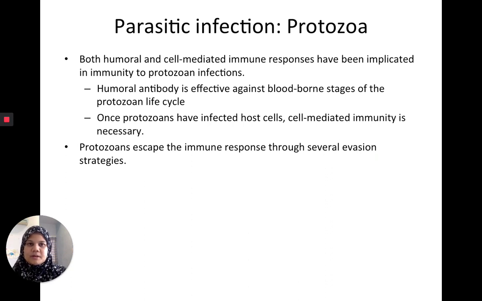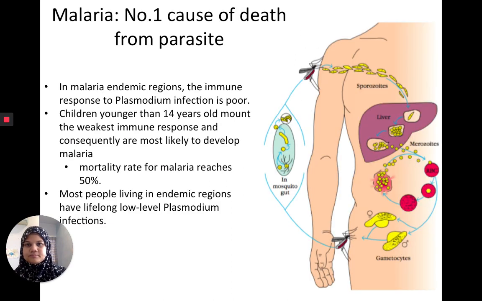So let's talk first about protozoa. For protozoa, the humoral antibody is quite effective against the blood-borne stage of the protozoan life cycle. But once the protozoan has infected the host cells, then you need a cell-mediated response. Kind of similar to the bacterial infections. If it's extracellular, it's not inside a cell yet. The antibodies can do a good job getting rid of them. Once they enter a cell, you usually need cell-mediated immunity.